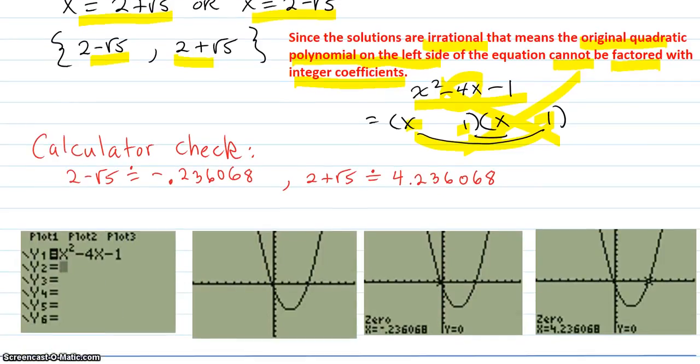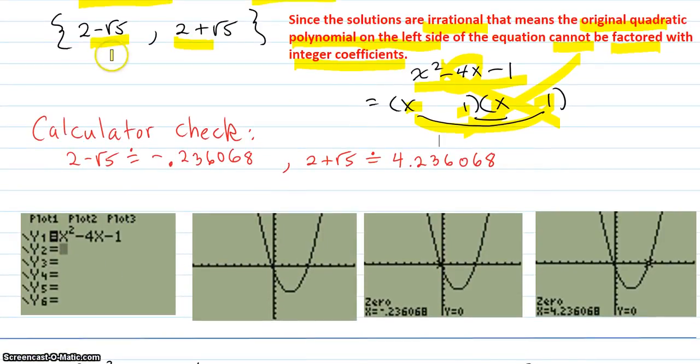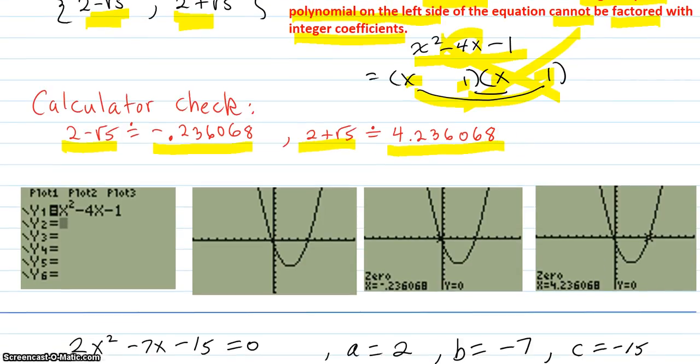Now let's check this result with the calculator. The two roots are here. 2 minus square root of 5 on the calculator is this decimal. 2 plus square root of 5 is this decimal. Let's graph a function f of x equals x squared minus 4x minus 1. Graphs like this, we're looking for these two roots. You can see they don't cross at any exact integer value, but we'll find out.